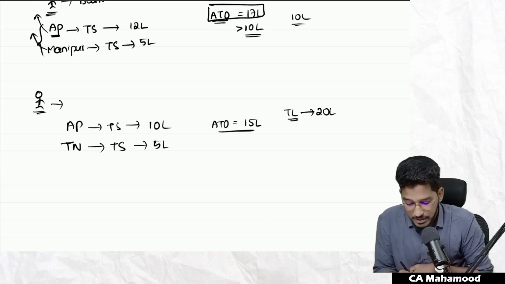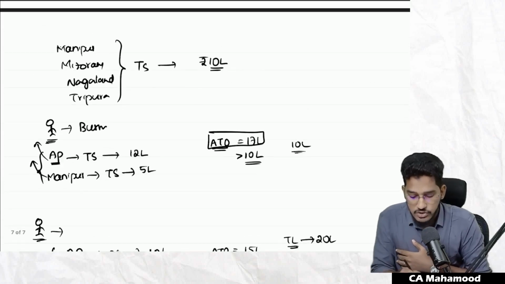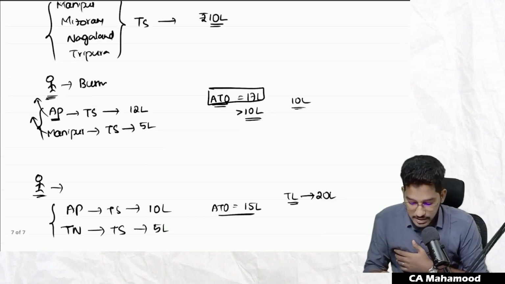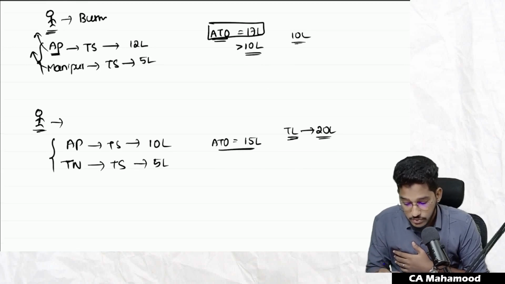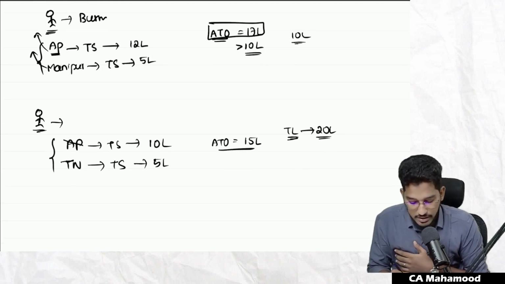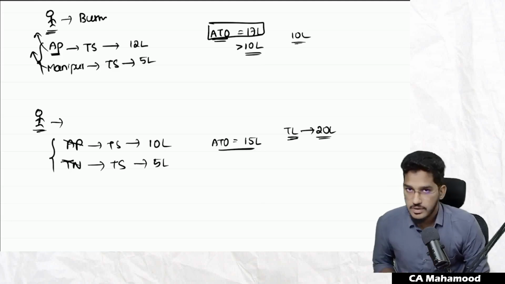Why 20 lakhs? Because this business person is not making taxable supply from any of these four states. Since he is not making supply from any of these four states, the applicable threshold limit will be 20 lakh rupees only. He is not required to take registration neither in AP state nor in Tamil Nadu state. Clear?